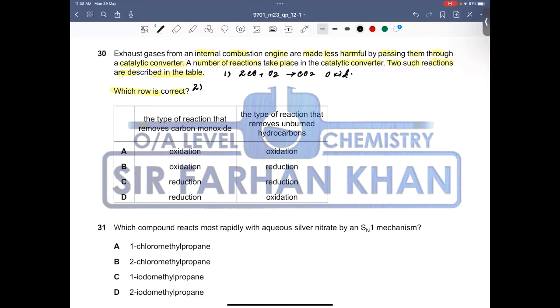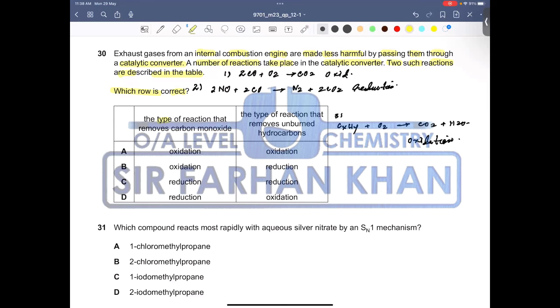The second one is reduction of NO into N2. And also the unburned hydrocarbons. So if you have an unburned hydrocarbon, with CxHy as the general formula, and you introduce it into the catalytic converter, it will oxidize into carbon dioxide and water. So basically in the catalytic converter, we have oxidation and reduction.